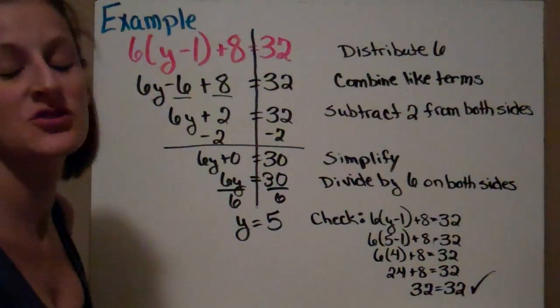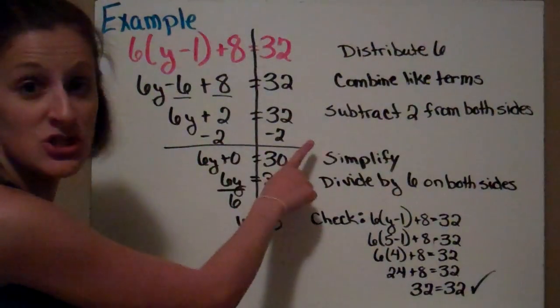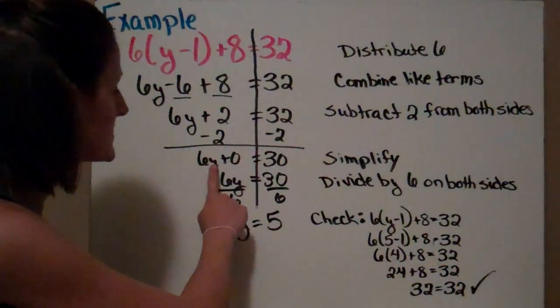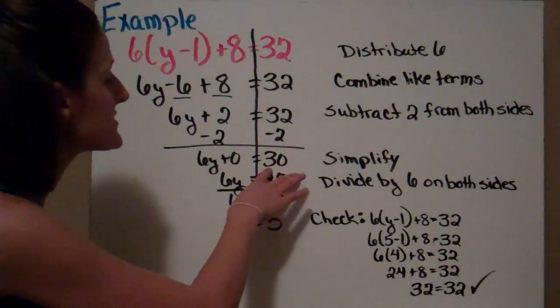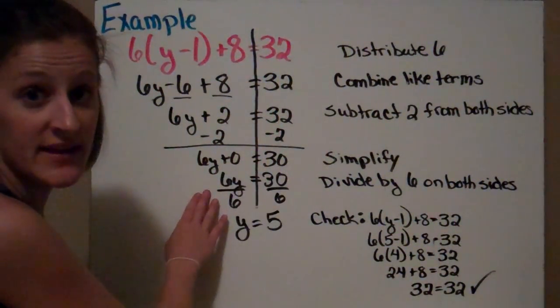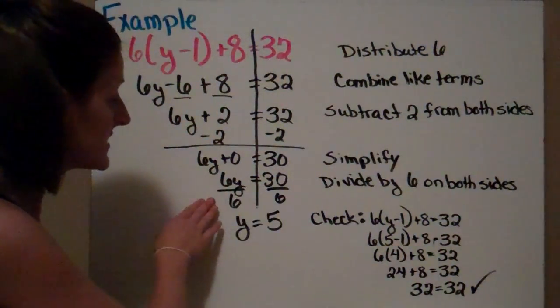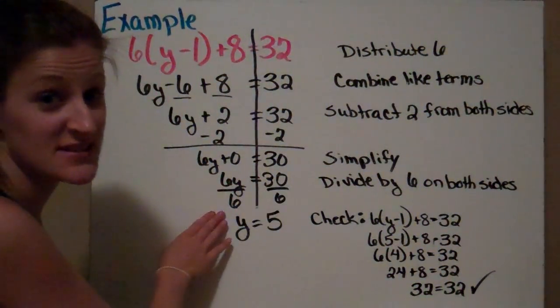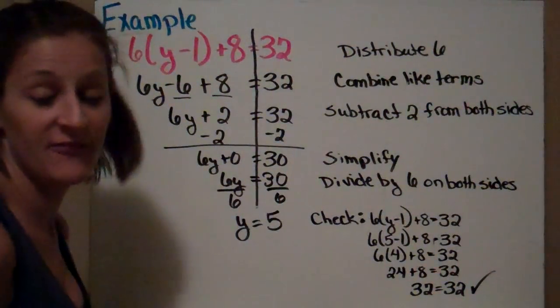So now I'm on to a two-step equation that we just learned about. So I'm going to subtract 2 from both sides. I get 6y plus 0, because 2 minus 2 is 0, equals 30. If I simplify that down, I get 6y equals 30. Now divide each side by 6, and 6y divided by 6 is just y, so I can just write it as y. And 30 divided by 6 is 5.